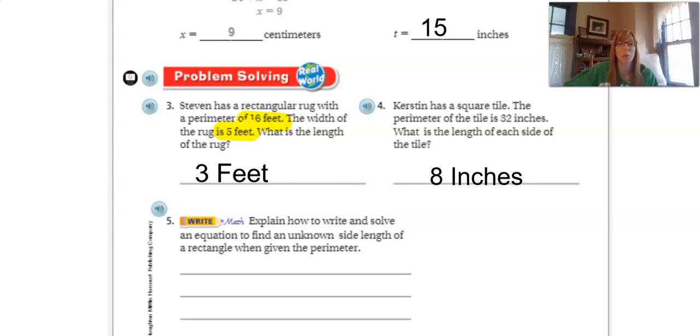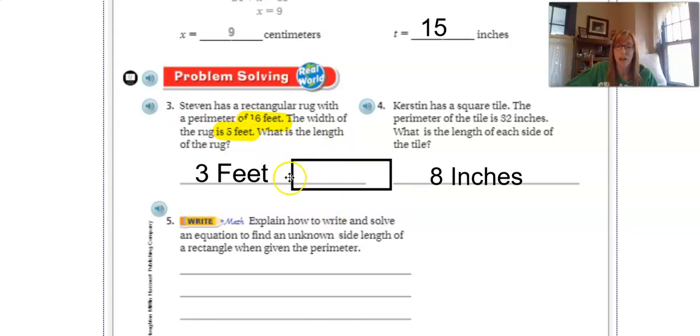Let me pull up a rectangle here, so you could see what I'm talking about. So you had 5 on this side and 5 on this side. So then you had 5 plus 5 was 10, but the total was 16. Well, you still had 2 sides you had to equally divide the 6 between. So that's why each one was 3 feet.